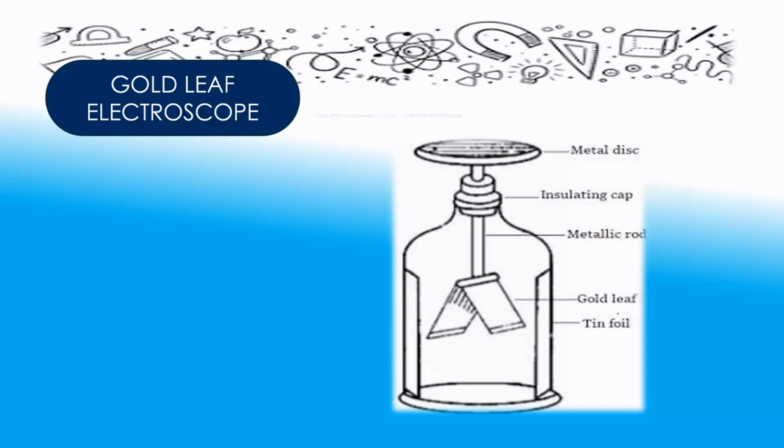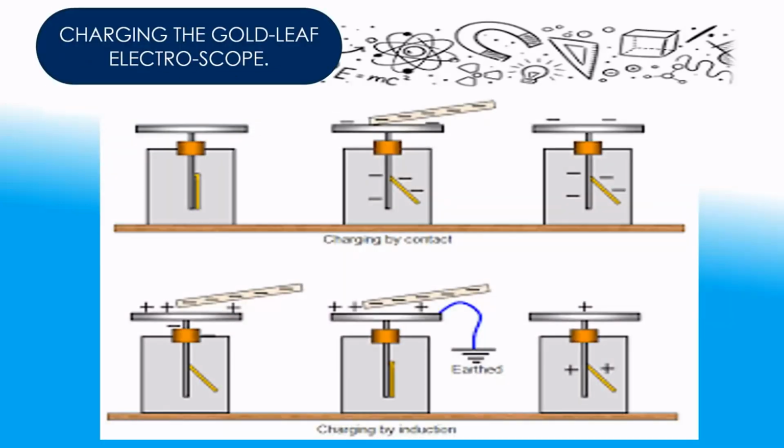Let's talk about the gold leaf electroscope. It is an instrument that is used for detecting and testing small electric charges. The leaf of the electroscope is the sensitive part. But how do we charge the gold leaf electroscope? We have two methods of charging the electroscope. The first method is by contact and the second method is by induction.